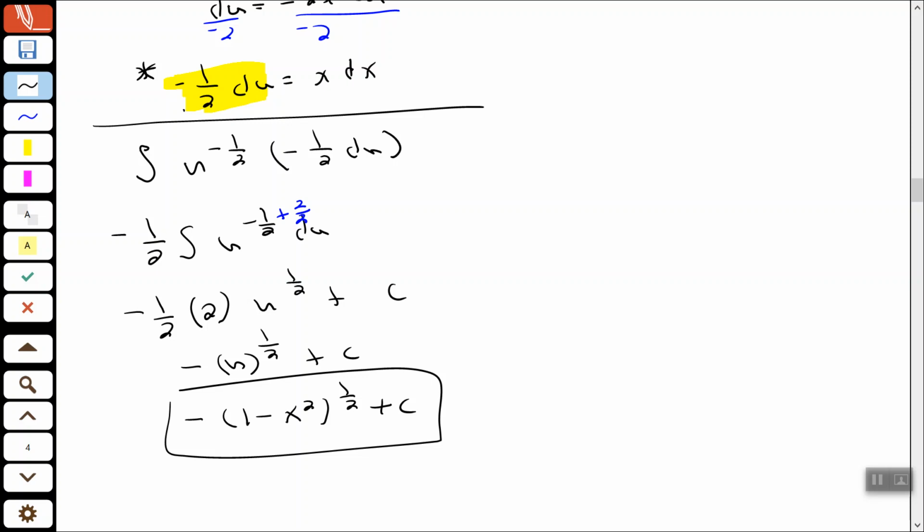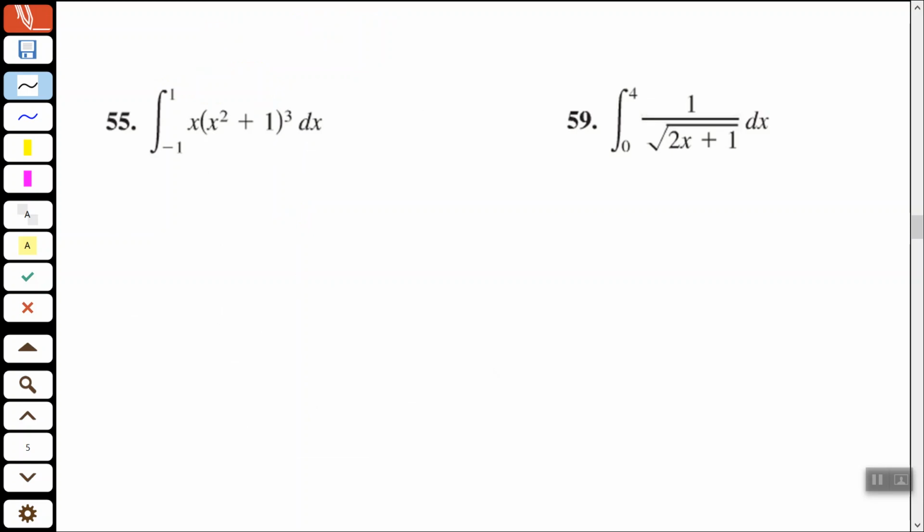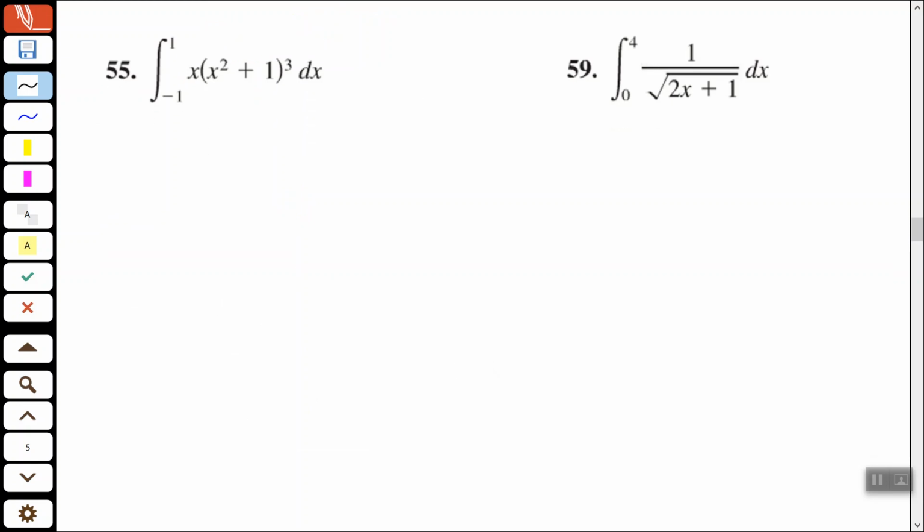Okay, now let's look at some definite integrals using this same information, substitution, same process. Let's look at a couple of definite integrals. We're going to use the same process, but then we want to find the actual value with the given upper and lower bounds here.